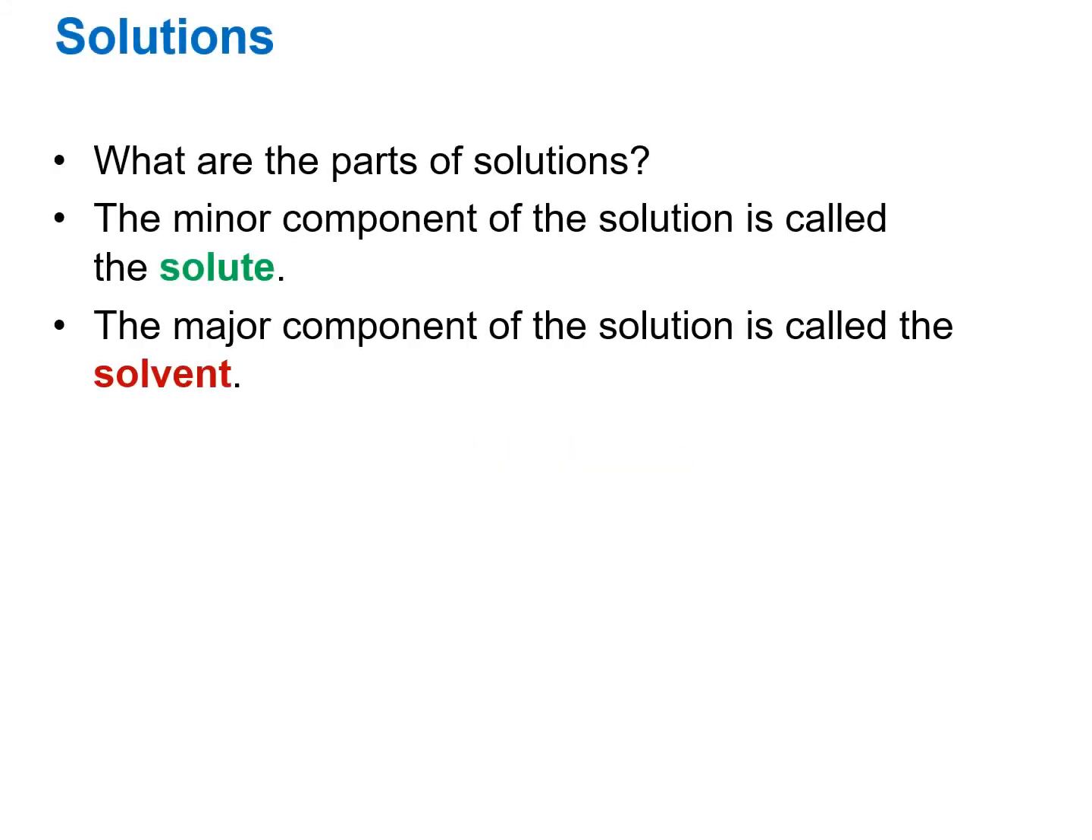Now, in order to talk intelligently about solutions, the first thing we need to be able to do is identify the parts of the solution. So the thing that you have the least amount of is going to be called the solute. So the solute is the minor component. The thing that you have the most of is the solvent. The solvent is going to be your major component.